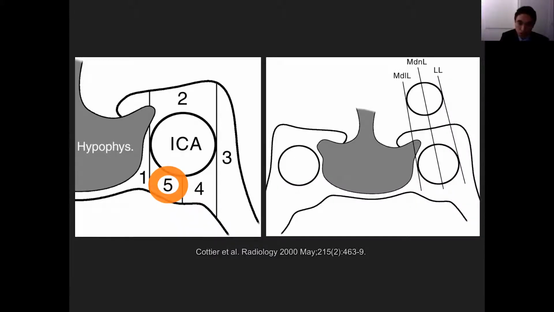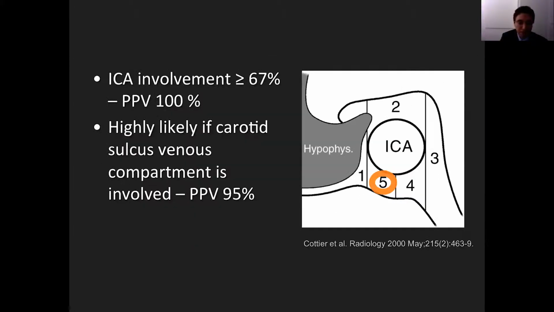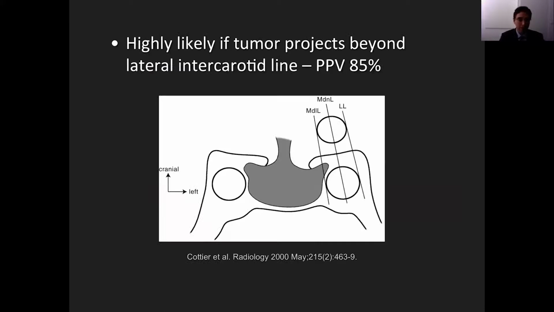And they also looked for extension of tumor beyond the inner or outer intercarotid lines, as we can see here, and they correlated with surgical findings of cavernous sinus invasion. And what they found is that if the tumor encased greater than 67% of the circumference of the internal carotid artery, the positive predictive value was 100% for cavernous sinus invasion. So that is the most predictive finding. If the carotid sulcus venous compartment was involved by tumor, then the positive predictive value was also very, very high, with 95% of patients having invasion of the cavernous sinus.